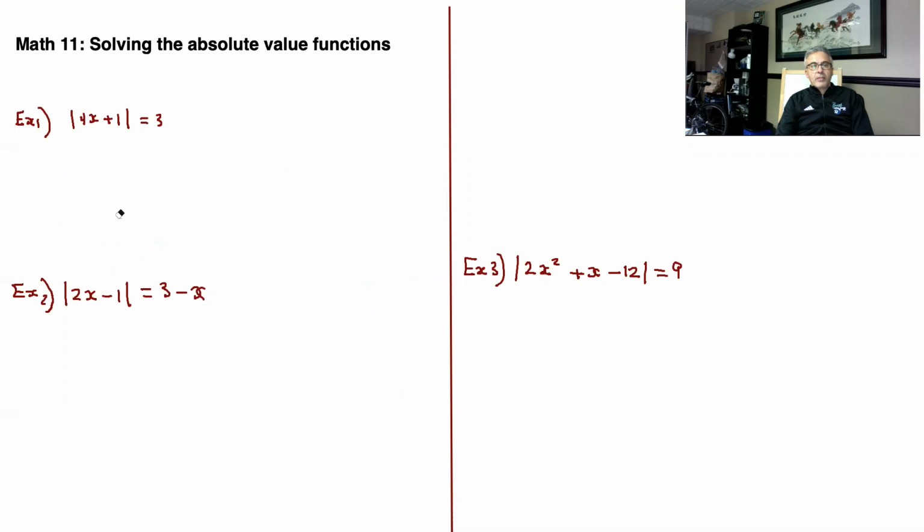I'm gonna go to the second one. This one also uses the same strategy. So you write two equations. You write the first one as 2x plus 1 equals 3 minus x. And the other equation we write 2x plus 1. Sorry, that's a -1 here. I'm just gonna change that to minus.